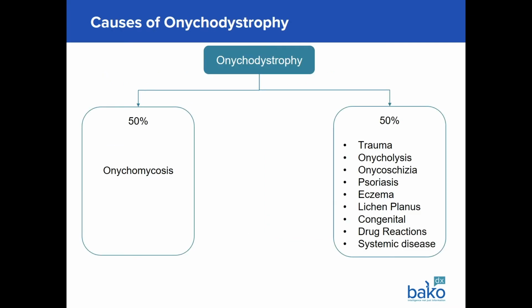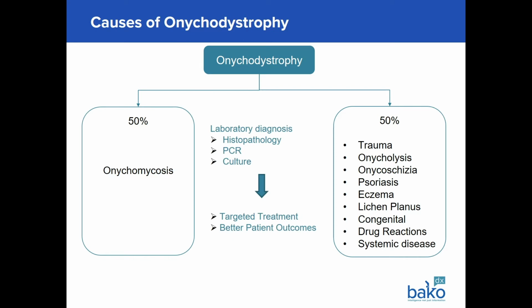So in the broad heading of onychodystrophy, we know that about half of cases are due to onychomycosis, and the other half are due to a very long list of possibilities, most commonly trauma and onycholysis. And that's where laboratory diagnosis can be helpful. We can use histopathology, as we saw on the previous slide, and we can also use PCR and culture, and we're going to talk about that a little later.